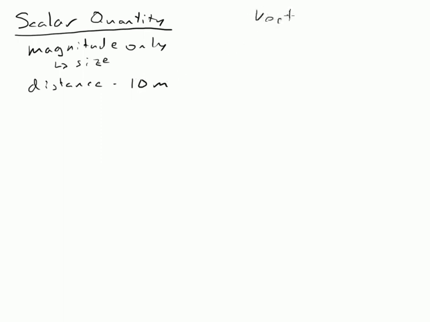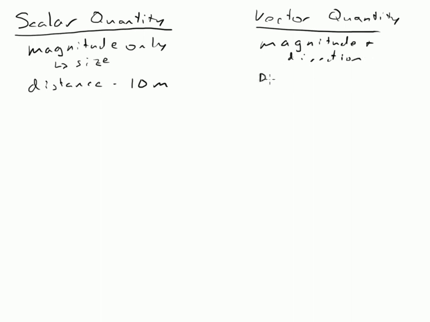Vector quantities, vectors, have magnitude and direction. So they have magnitude and direction. So instead of just distance, we call it displacement, which would have a distance or a magnitude of 10 meters. And we can say maybe it's going up. So a displacement of 10 meters up.